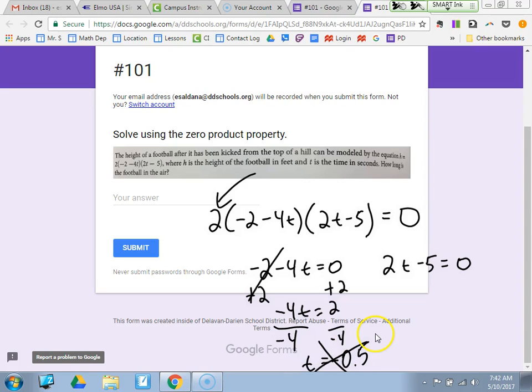Let's look at the other one, though. Add 5. That's a 5. 2t equals positive 5 then. Divide by 2. This one will be positive. And 5 divided by 2, well, I could express it as a fraction like this, or I could say that's 2.5 seconds. That makes sense.